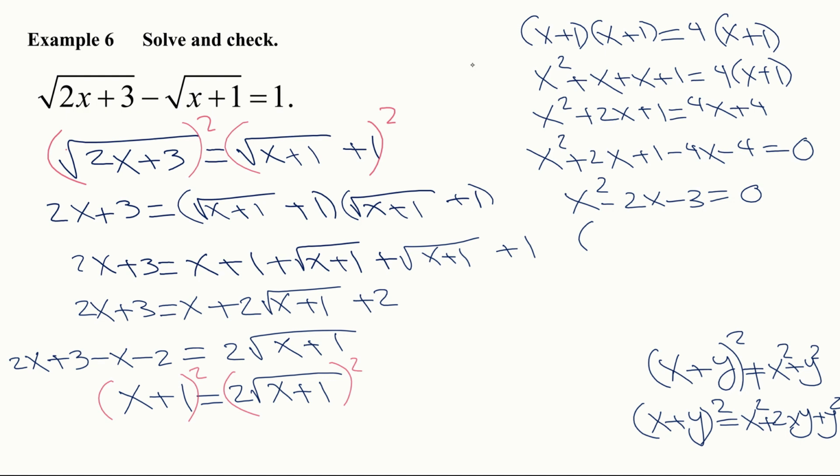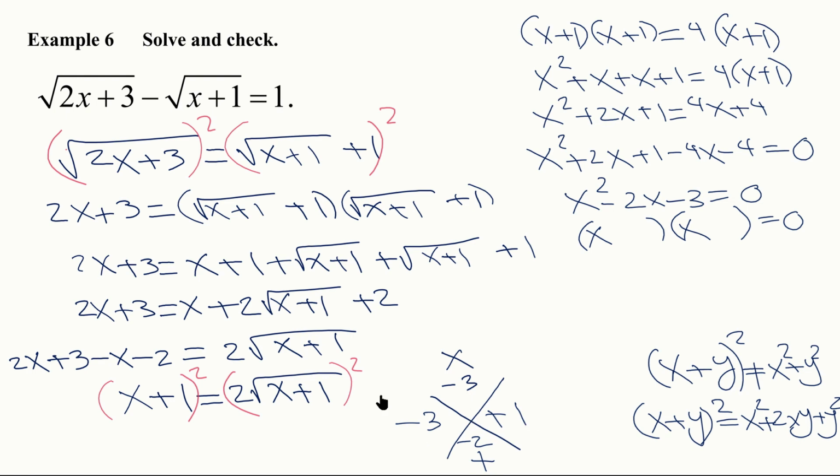Now we go ahead and factor. So we get x. Remember, you're looking for two numbers whose product is negative 3 and whose sum is negative 2. And I think it's pretty obvious that's going to be negative 3 and positive 1, right? Notice their product, when you multiply them, you get negative 3. When you add them, you get what? Negative 2. So we have minus 3 and plus 1.